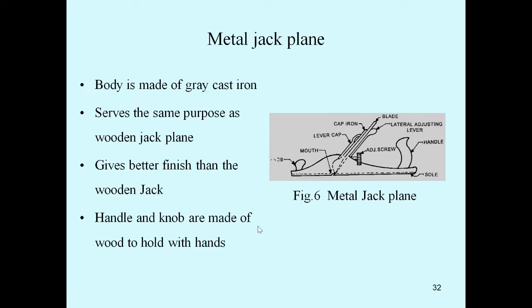So the handle and knob are made of wood, with two holes to hold the handle. Here we can see the handle and the knob are made with wood, same as that of the wooden jack plane. The purpose of the handle and knob is to hold the jack plane with the help of hands.